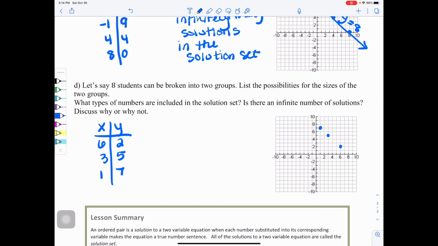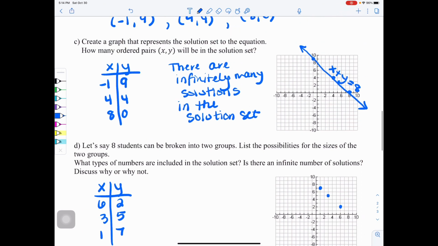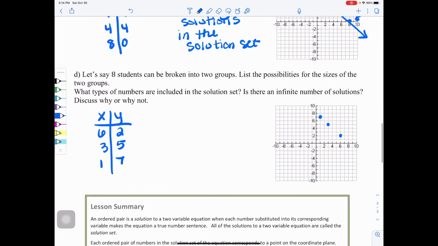Now, usually, I would start to connect these and make a line. But look at the second part of the question. What types of numbers are included in the solution set? Is there an infinite number of solutions? Let's talk about why or why not. Previously, we had no real-world context around the equations that we were graphing. Even in the first example here, we were dealing with just numbers. Now, we know that those numbers are representing different combinations of two groups of students. So are we still working with the same set of numbers? Can we have fractions and decimals and irrational numbers like we did before?